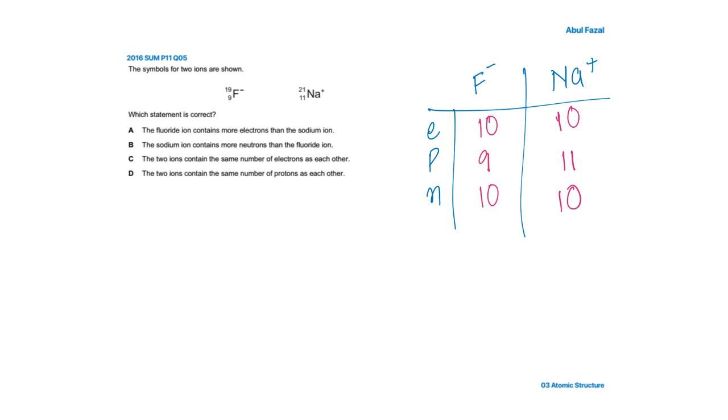The fluoride ion contains more electrons than the sodium ion. More electrons? No, they have an equal number of electrons. The sodium ion contains more neutrons than the fluoride ion. They have the same number of neutrons. The 2 ions contain the same number of electrons as each other. Same number of electrons? Yes, that's true. The 2 ions contain the same number of protons as each other. That just can never happen, right? So the answer is C. C for chemistry. Moving on.